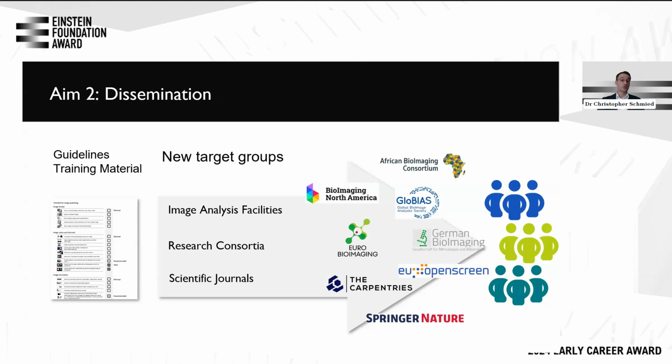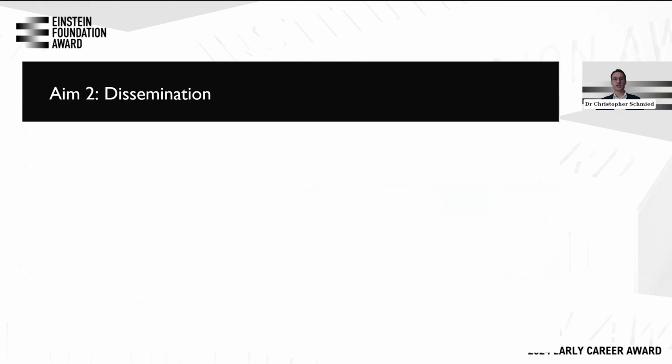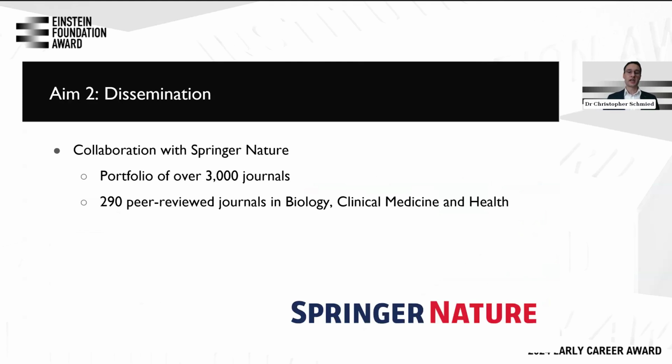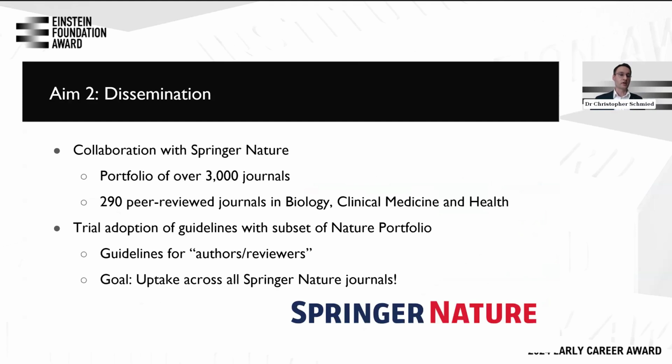researchers. We also aim to collaborate with publishers. Here we can show first results with a collaboration with Springer Nature. Springer Nature is one of the largest scientific publishing houses with over 3,000 journals. This includes 290 peer-reviewed journals in biology, medicine, and health. There is a trial adoption of our guidelines with a subset of the Nature portfolio journals. The ultimate goal is to uptake them across all Springer Nature journals. But we can take this further.